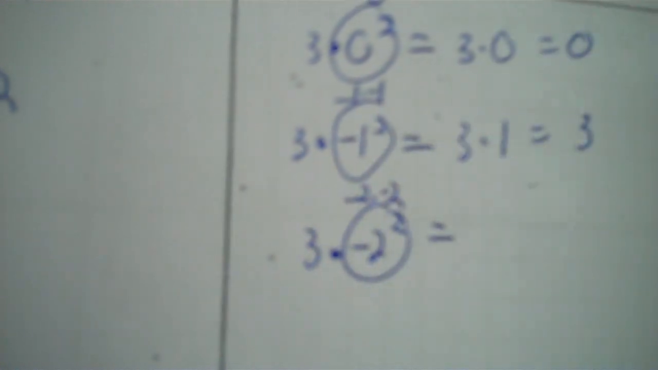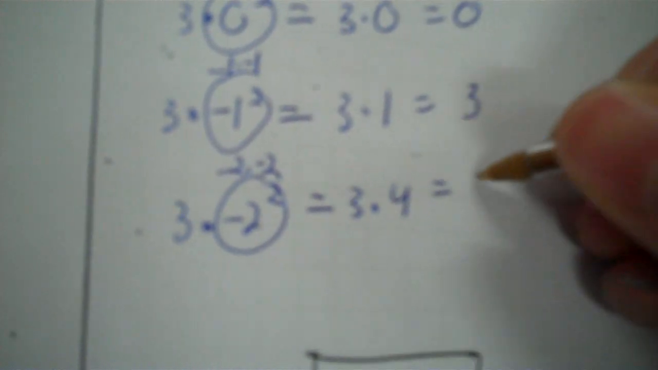So now I'll put negative 2 in for x. 3 times negative 2 to the second. Negative 2 times negative 2 is 4, so it's 3 times 4 equals 12.